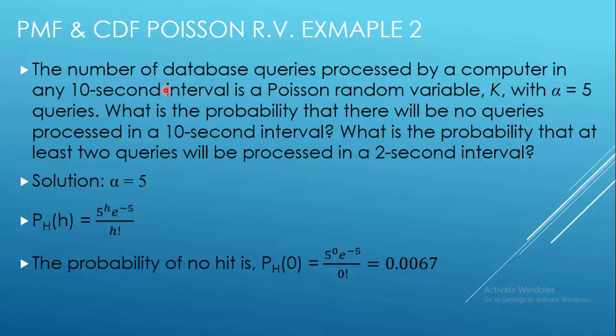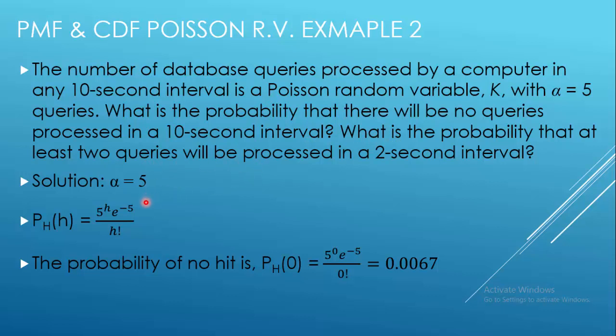There is another example. The number of database queries processed by a computer in any 10-second interval is a Poisson random variable K with alpha equal to 5. Here the arrival rate is already given. Alpha is equal to 5 queries. What is the probability that there will be no queries processed in a 10-second interval? What is the probability that at least 2 queries will be processed in a 2-second interval?